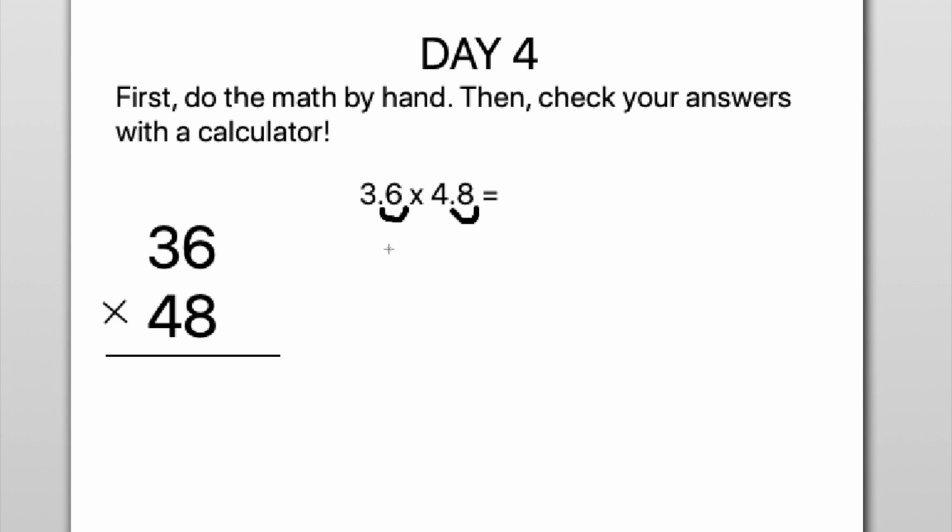So now that we've moved our decimals, we have 36 times 48. For the last problem, I used the box method. And for this problem, I'm using the standard algorithm. So we're going to start here. 8 times 6, 48. We write our 8 here. We carry our 4. 8 times 3 is 24. And then we need to add this 4. So we get a total of 28.